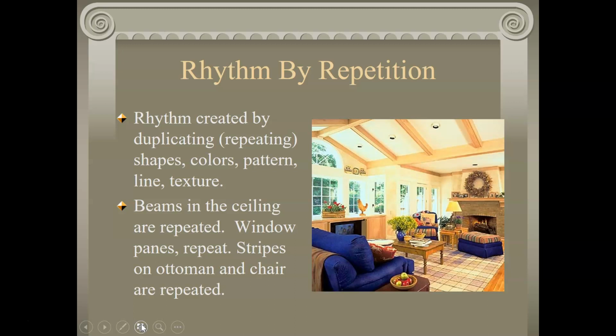So this one was done by using lines. Beams in the ceiling are repeated. So you see all the beams right here. The window panes right here are creating repetition. The stripes on the ottoman, which is right here and right here, are repeated. There's stripes on the floor. And then if you're looking at color, you have blue here, you have blue here. She has a vase with blue in it, and if you look over here, there's blue over there.